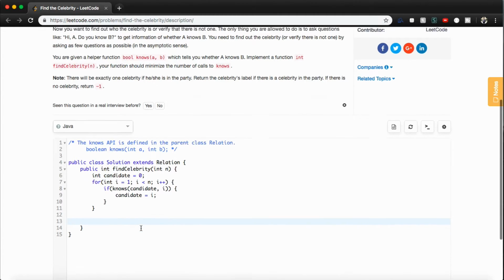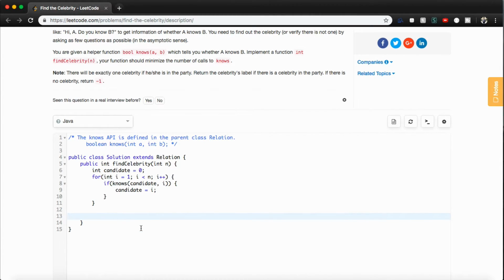Now what we really need to check is that everyone else knows our candidate, and our candidate doesn't know any of them. So we need another loop to go through all the people again. We'll say for int i equals 0, while i is less than n, i plus plus again. This will let us go through all the people. Now what we want to check is if i is not equal to candidate, because we don't want to check if the person knows themselves.